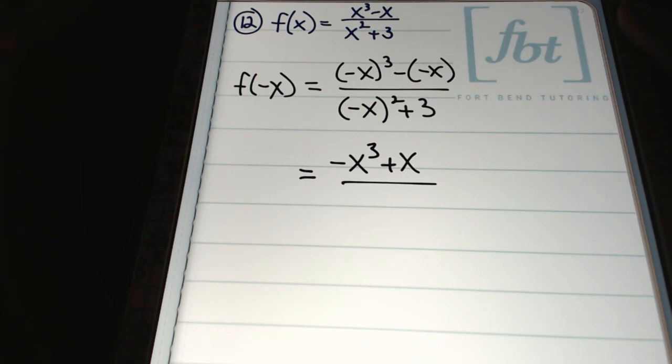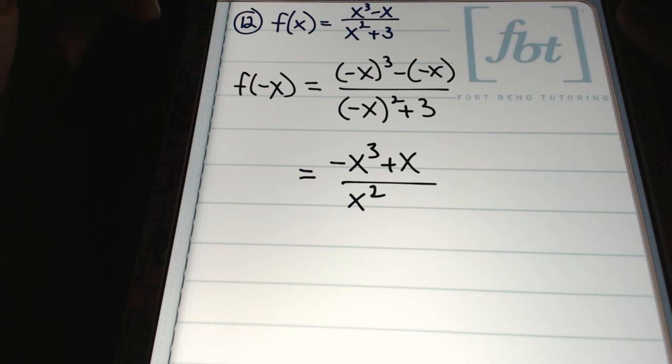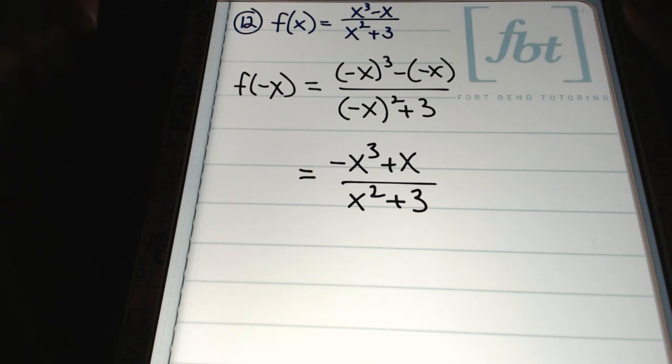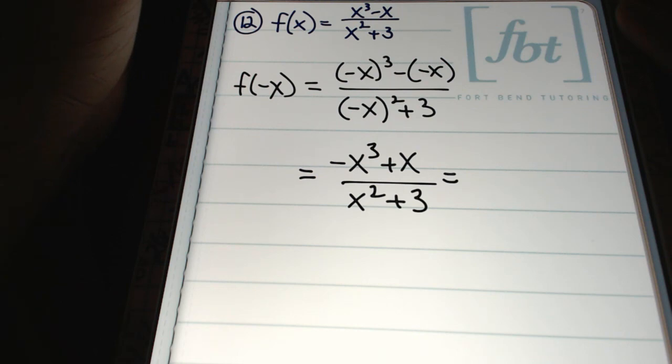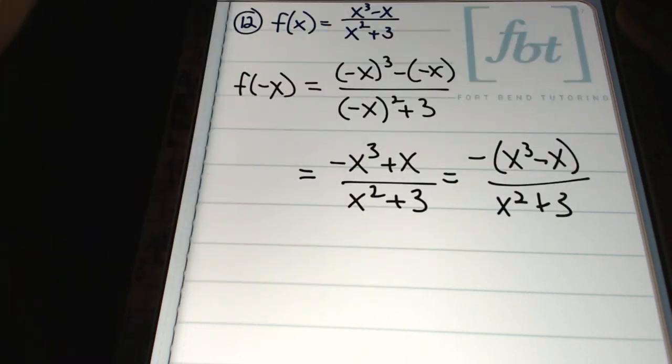A negative times a negative is a positive. So that's x squared. What? You heard me. Then I'm bringing down that positive 3. Now, check this out, guys. If I were to factor out a negative in the numerator, I would have negative x cubed minus x all over x squared plus 3.